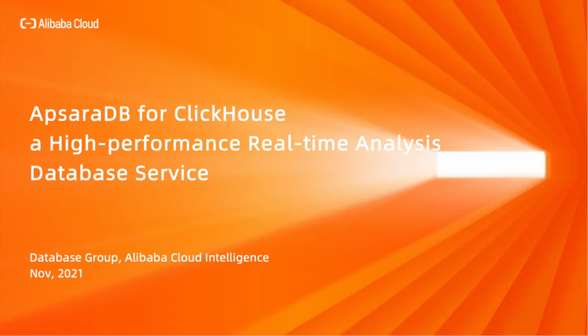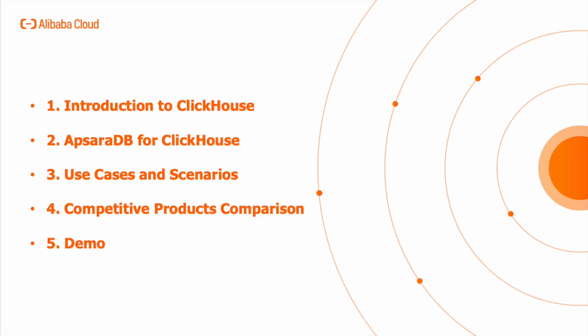In this course, we're going to introduce you to ApsaraDB for ClickHouse, which is a high-performance real-time analysis database service on Alibaba Cloud. We break this entire course into 5 parts. In the first part, we're going to introduce what ClickHouse is, its background, and some features about the column-oriented database. In the second part, we're going to show you ApsaraDB for ClickHouse, which is the Alibaba Cloud version of ClickHouse.